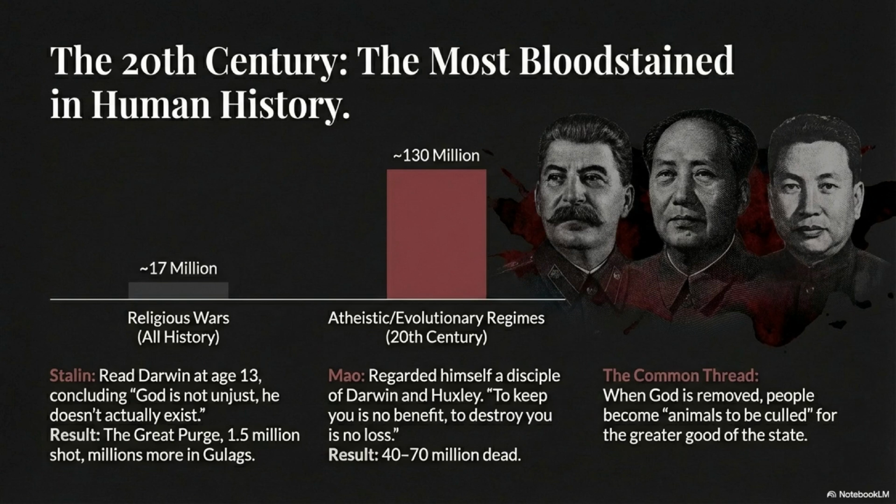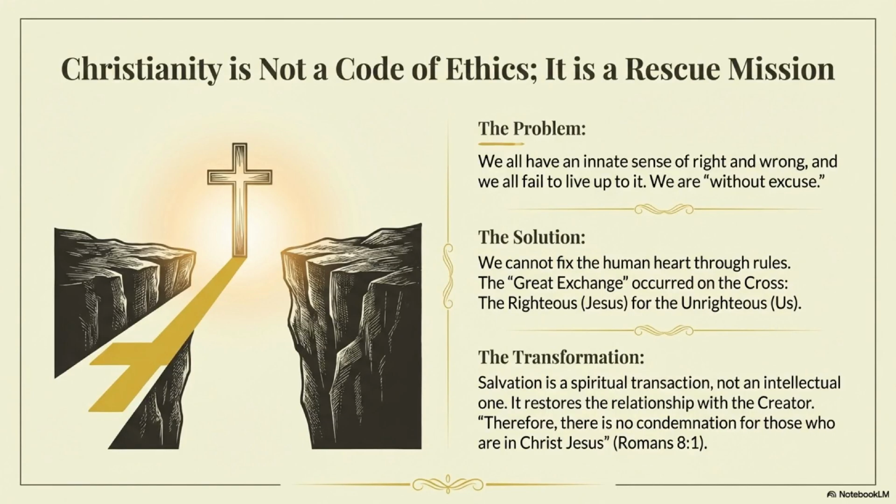So, if the materialist tree produces moral relativism and historical violence, what's the solution the authors propose? Is it just be a better person, follow the Christian rules? Surprisingly, no. The source is very emphatic that religion, if you define it as just a list of rules, isn't the answer. They argue that humans are just incapable of keeping the moral law perfectly.